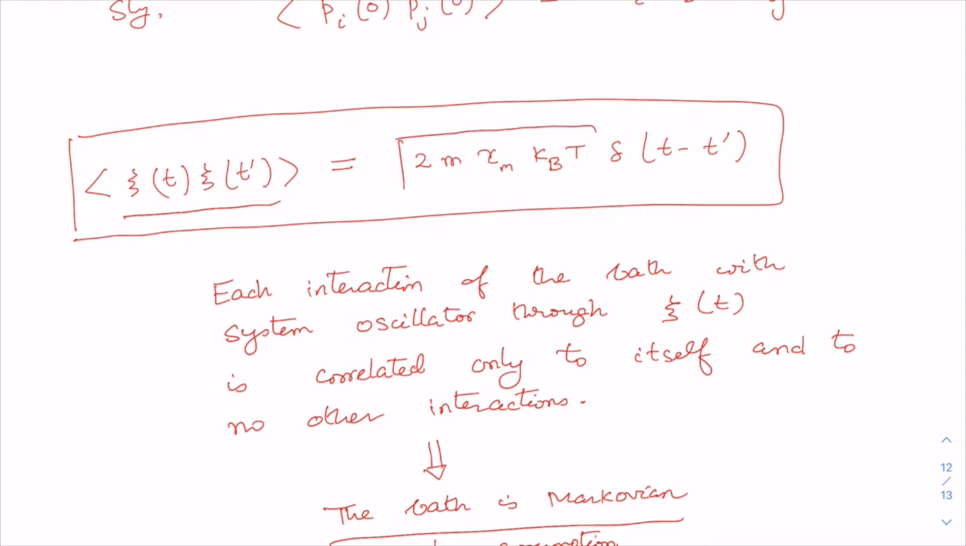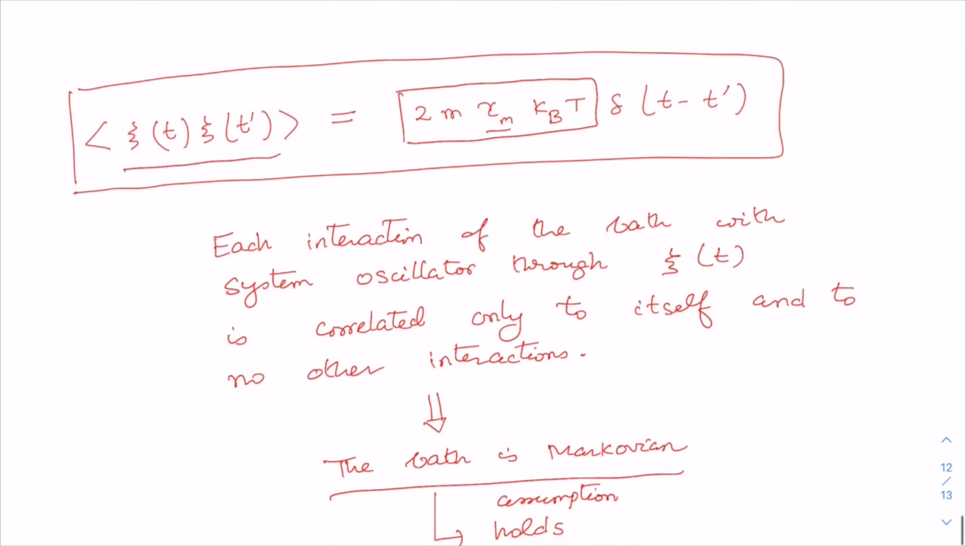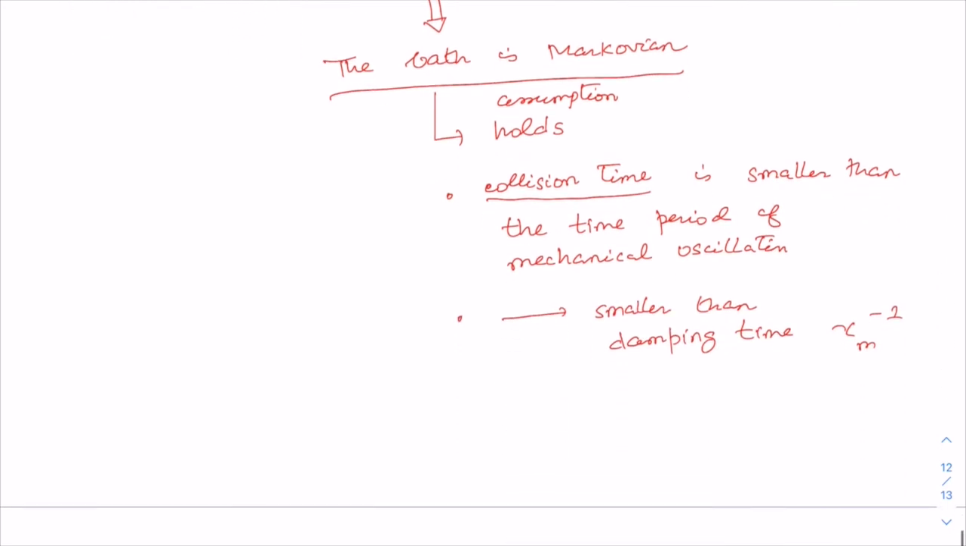Another thing: this term, twice m gamma_m k_B T, is the measure of the magnitude of the fluctuating thermal force, and the strength of the fluctuation, as you can see from this term, varies directly as the mechanical damping gamma_m. Of course, this is a manifestation of the fluctuation dissipation theorem that we discussed earlier.